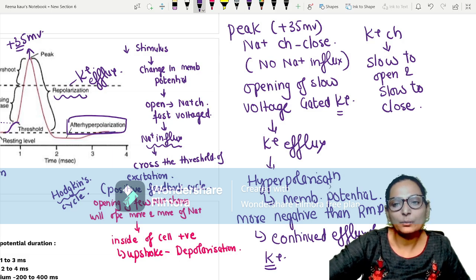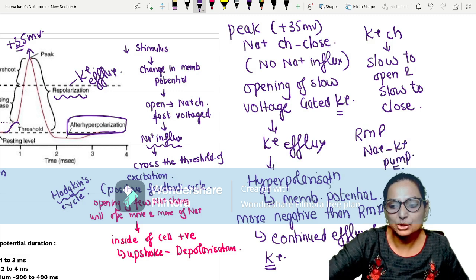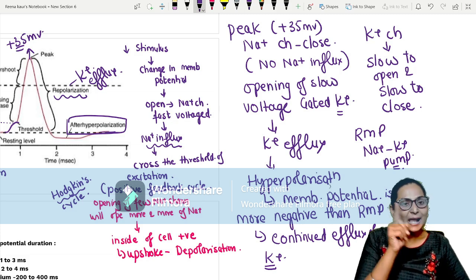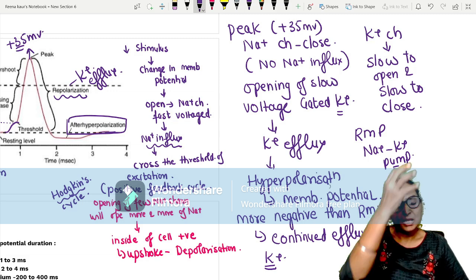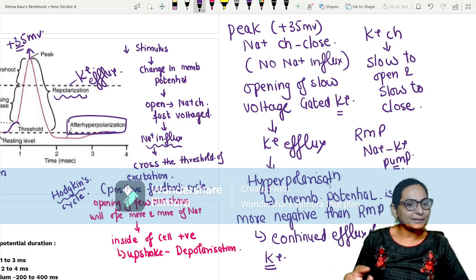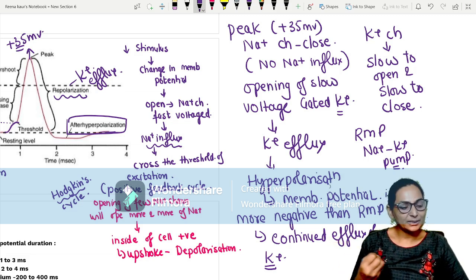RMP will always be established by the sodium potassium pump. So there is depolarization, fast voltage gated sodium channels. At plus 35, the sodium channels will close and the potassium channels will open, and potassium will be going out of the cell. There is more negativity at the phase of after hyperpolarization because of the continued efflux of potassium, right? And RMP will be established by the sodium potassium pump.